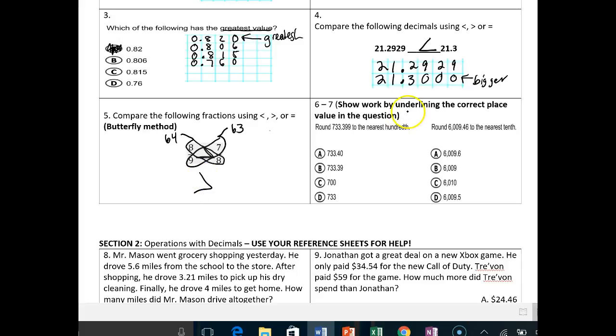6 and 7, show your work by underlining the correct place value in the question. So rounding 733.399 to the nearest hundredth. So here's the hundredth spot right there, that second 9 there, sorry.